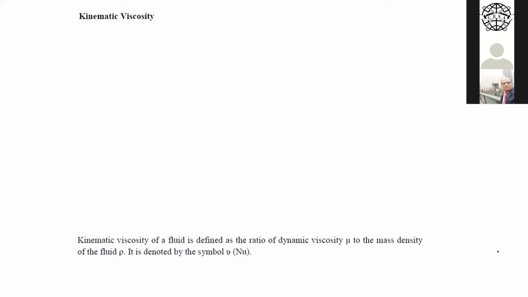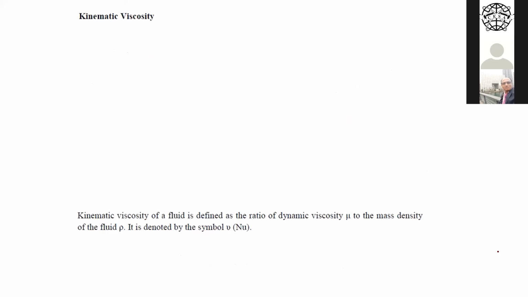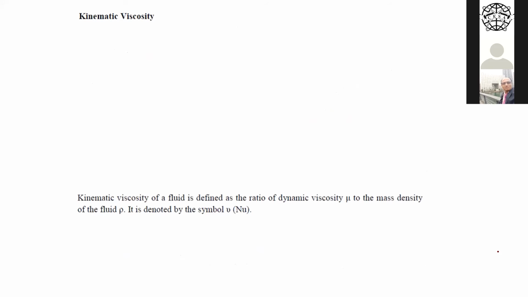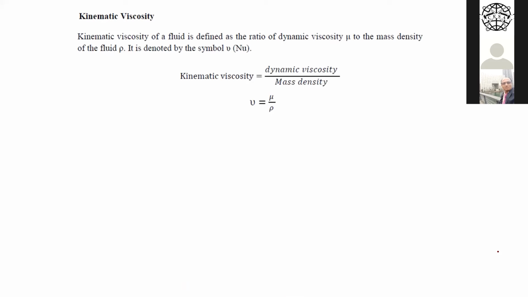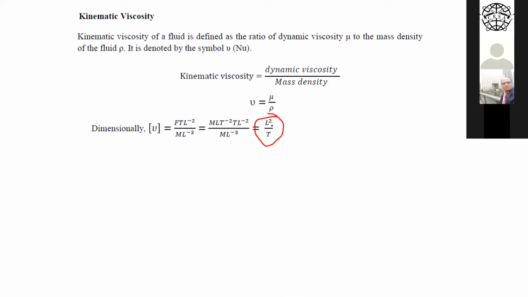There is also one more term called the kinematic viscosity. Kinematic viscosity is the ratio of dynamic viscosity to the mass density, and it is represented as nu. Knowing the dynamic viscosity and the mass density, you can find nu. The dimensions of dynamic viscosity are F T L minus 2, and the dimensions of mass density are M L minus 3. So it comes as L square by T.